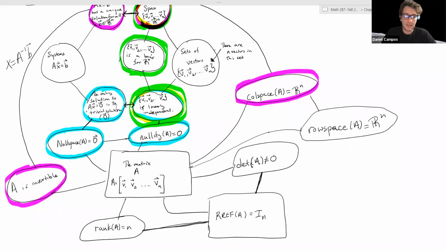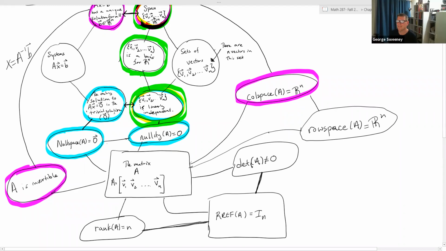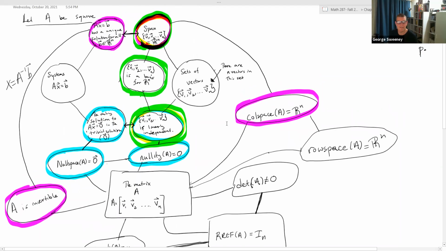Sorry, you said the opposite of having only the trivial solution? Yep. You would have some type of free variable or a column with, you'd have infinite solutions. There you go. You'd have infinite solutions to AX equals 0. That's right. Okay, that's for AX equals 0. Okay, good.